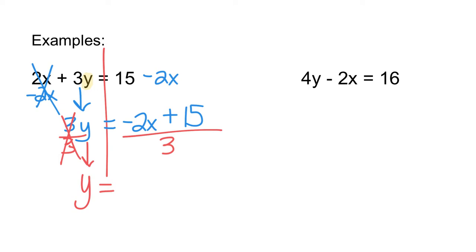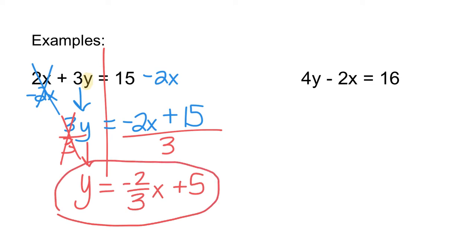So negative 2 divided by 3 would just be negative 2/3. 15 divided by 3 is positive 5. And that's it. That is our equation in slope-intercept form. If I wanted to check and make sure I did this correctly, I could go into Desmos and graph the original, and then graph the new one, and make sure that they line up in the correct spot. If they overlap, then I know I've done that correctly.